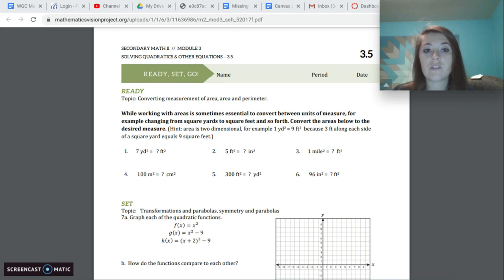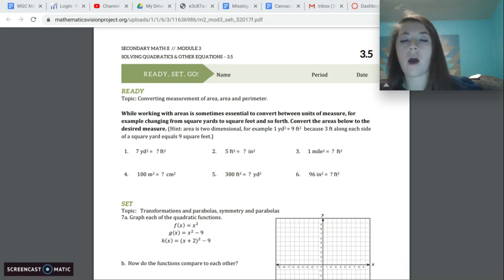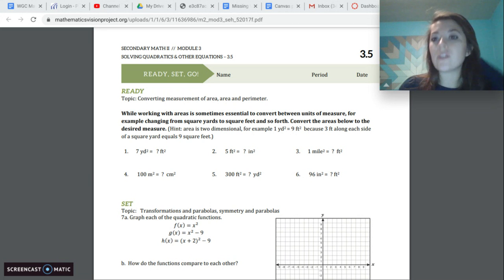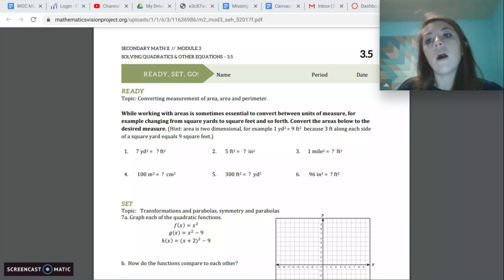Along each side of a square yard equals 9 square feet. So if you think about regular conversions, 3 feet is the same as 1 yard. So when we're squaring it, when we're dealing with area, think about it as 3 times 3, which gets us that 9. So it's taking and squaring each of our values in this case.